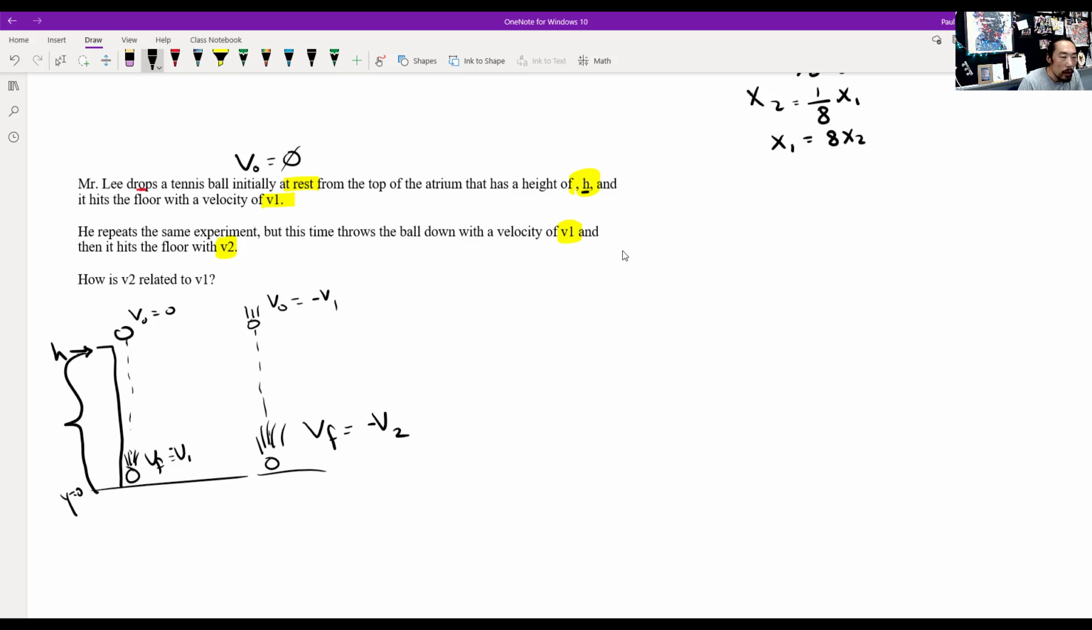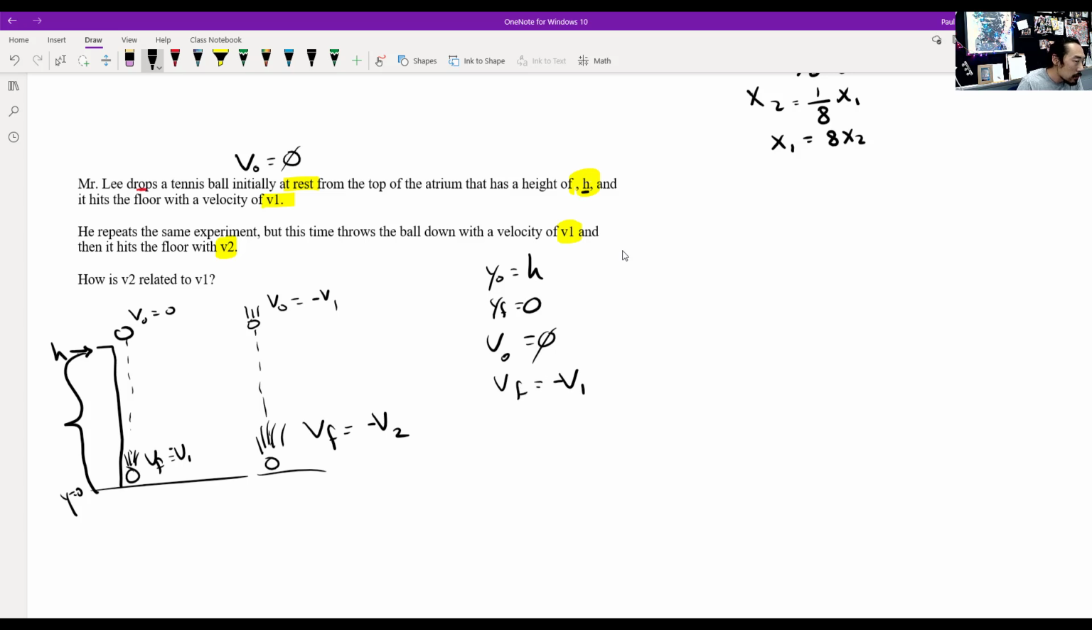All right, so let's come up with our list of variables. Our initial position, our y initial, is actually h, not 0, and our final position is 0. Our initial velocity will be 0, and our final velocity will be negative v1.